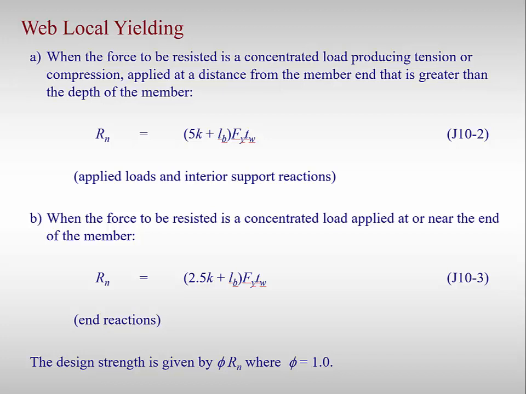The second equation, equation J10-3, is used when the concentrated load is located within the member depth distance from the end of the member. In this situation, the bearing stress can only spread out in one direction, and only a single 2.5 factor is used. In both cases, a resistance factor of 1 is used to arrive at the design strength.